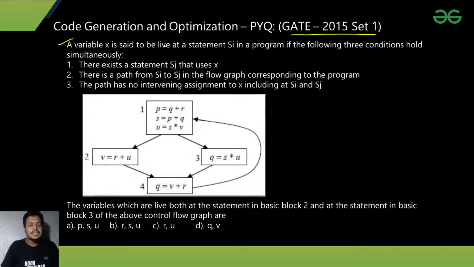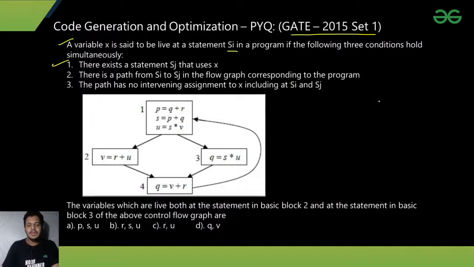A variable x is said to be live at statement si in a program if the following three conditions hold simultaneously. Okay, so a variable will be live if these three conditions get satisfied. There exists a statement sj that is using the variable x, and there is a path from si to sj in the flow graph corresponding to the program. There is no intervening assignment to x on the path including si and sj.